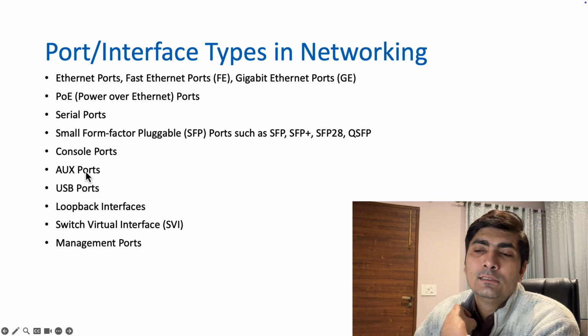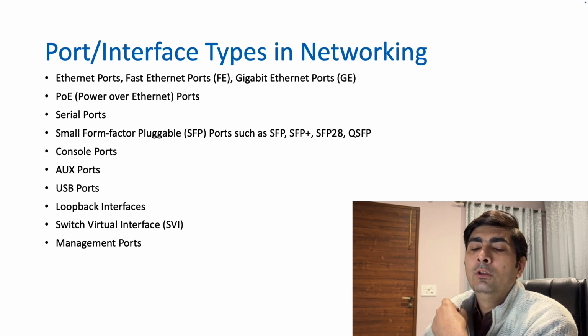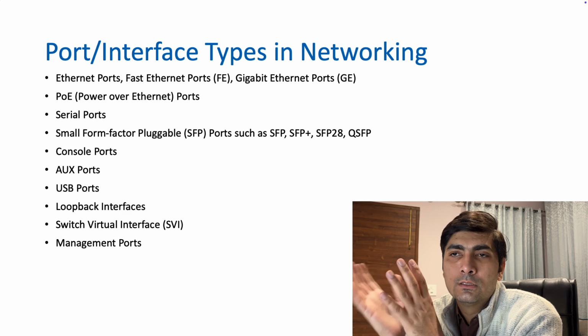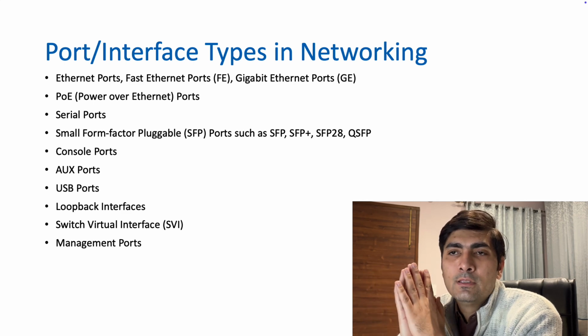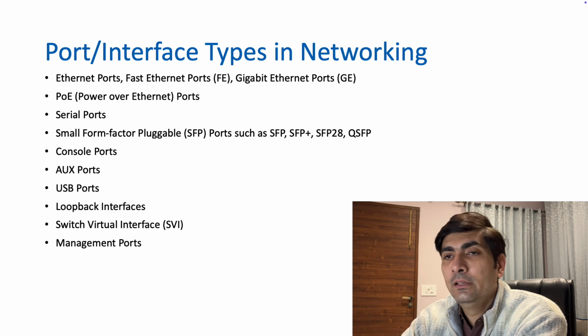Auxiliary ports are for out-of-band management, just in case your main WAN is down and the only option you have is to use auxiliary ports. It will be over telephone lines. There will be a modem which you have to start. Once it is connected, you can access the device to check what went wrong. Is it an ISP issue, or is it because of any human error, right?